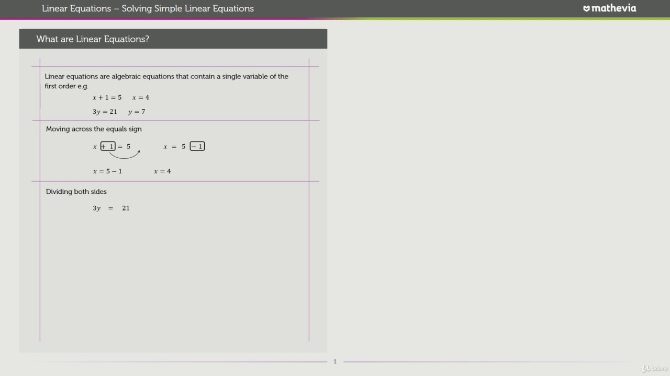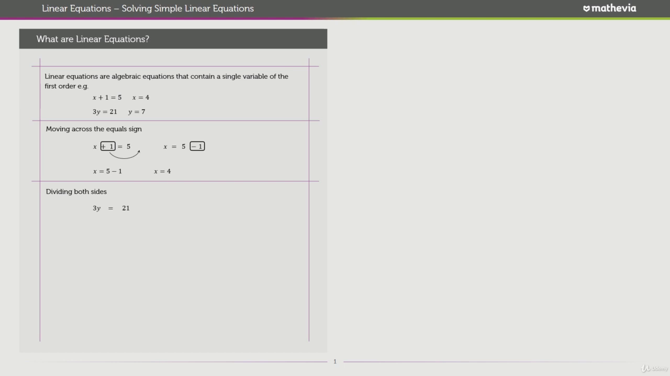Remember, the general idea is to get all the numbers, including the coefficients. Okay, so basically we have 3y equals 21. We don't want to have 3 on the left. All we want on the left is just our variable, i.e. y. We don't want anything multiplying y. We need to get rid of that 3. So how do we get rid of the 3 there?